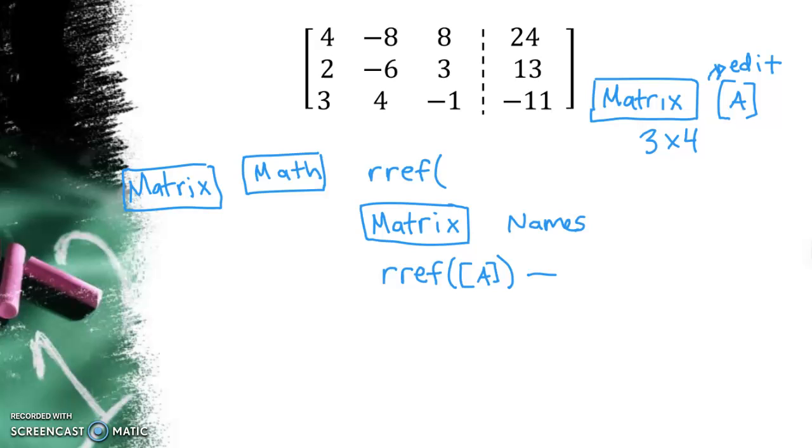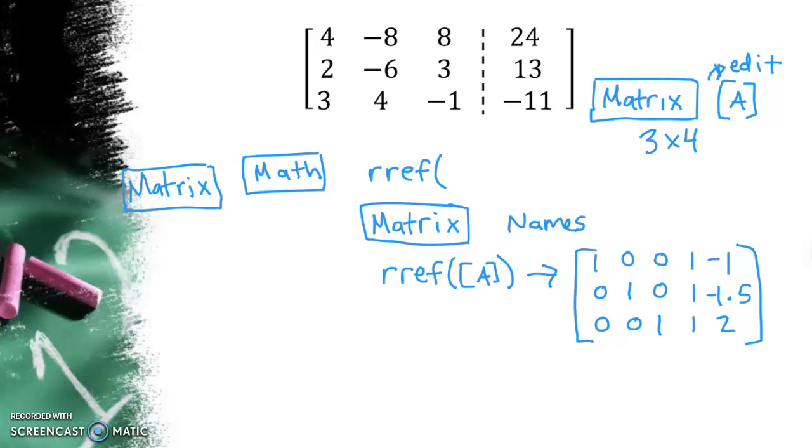And that will shoot out a matrix that looks like this. 1, 0, 0, negative 1, 0, 1, 0, negative 1.5, and 0, 0, 1, 2. So I have a point: x is negative 1, y is negative 1.5, and z is 2 as my solution.